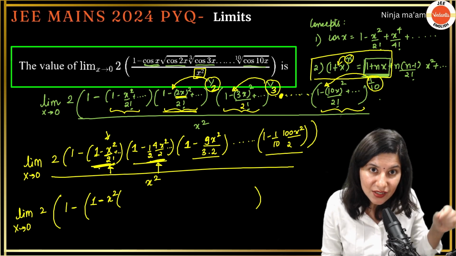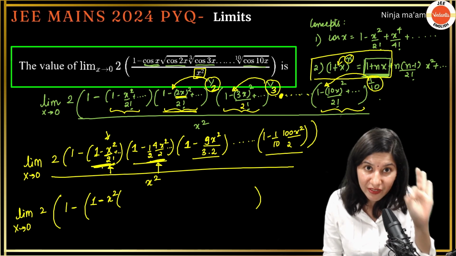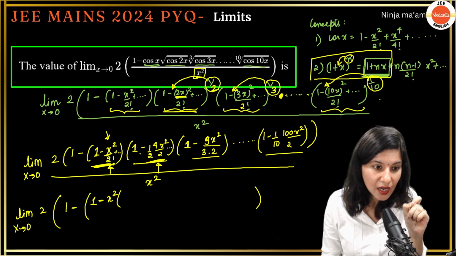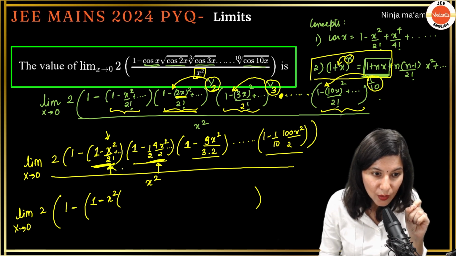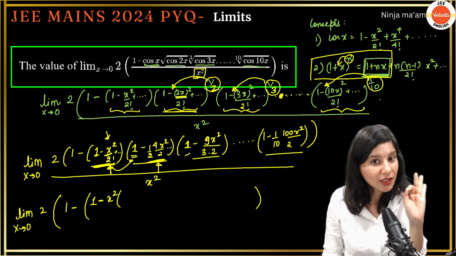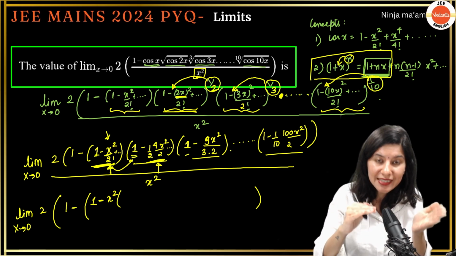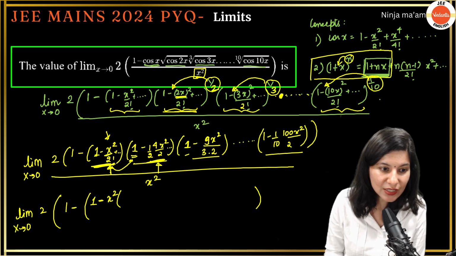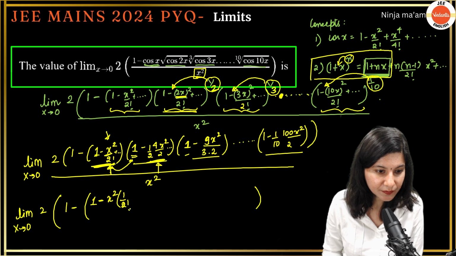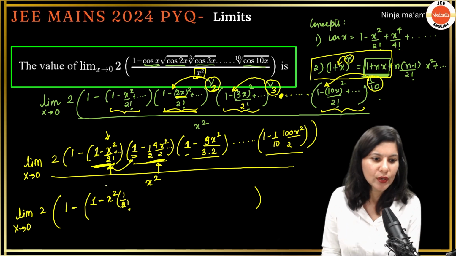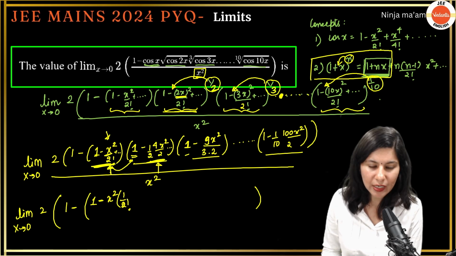So if I pick x square by 2 factorial from the very first bracket, I am going to multiply this with 1 from each and every other bracket. So I am picking 1 from the second bracket, 1 from the third bracket. So basically x square by 2 factorial is getting multiplied with 1 from the other brackets. So what I'm going to get is just 1 by 2 factorial. And this is going to be a negative sign, right? 1 by 2 factorial, or 1 by 2.